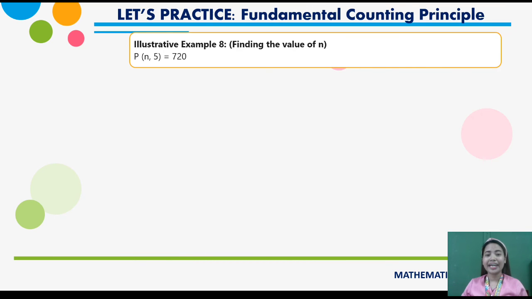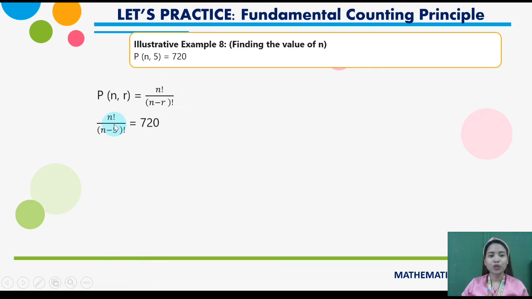I have here another example involving permutation that can be used in the fundamental counting principle. We have the illustrative example, which is finding the value of n. A while ago, we found the value of r. So in this case, the unknown is n. Permutation of n and 5 is equal to 720. So the first step, you need to use the formula. This is the formula for permutation. Then the second step is to interchange and substitute the given numbers.